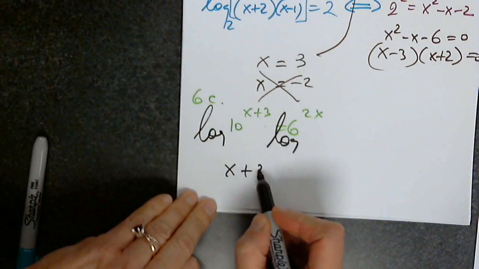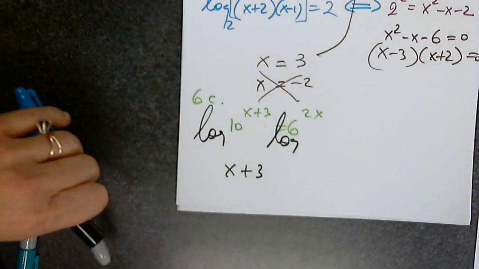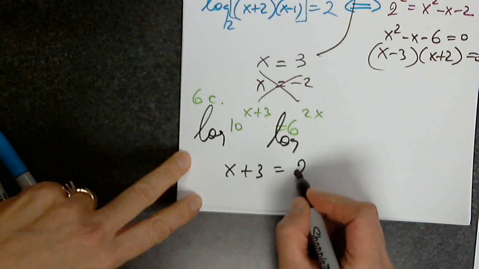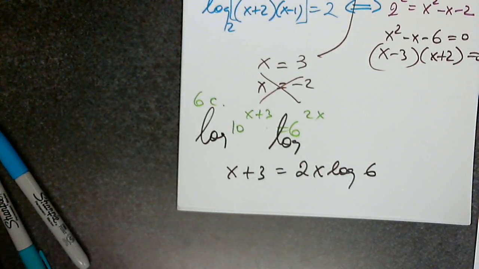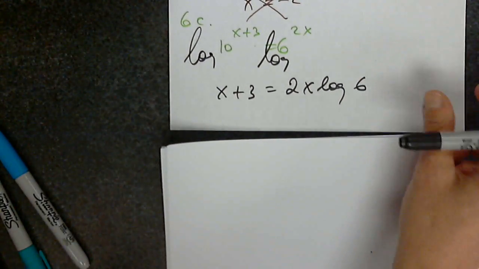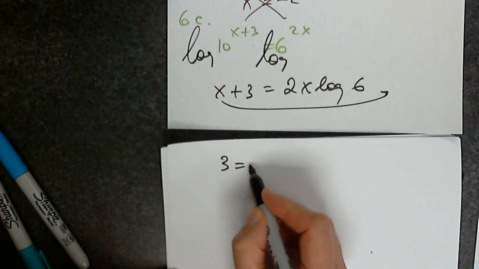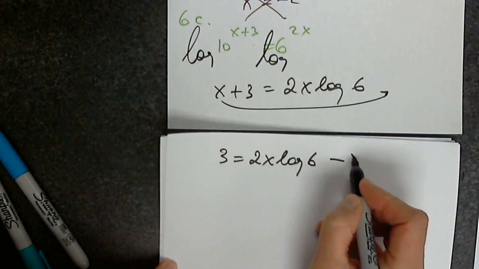So then x plus 3 times log 10. But how much is log of the base? 1. Very good. Equals twice x log 6. And now this is linear in x. But I need x terms on one side. So I will be moving x to this side. So 3 equals twice x log 6 minus x.